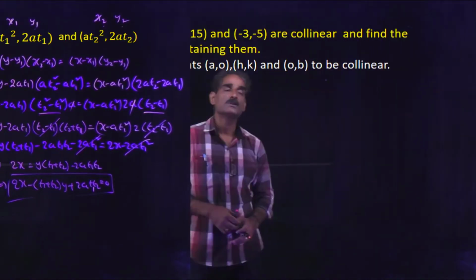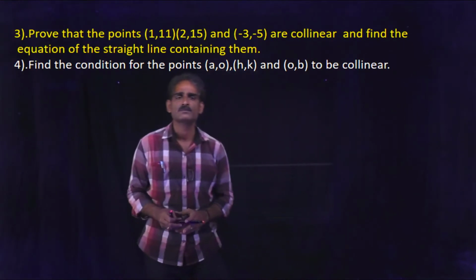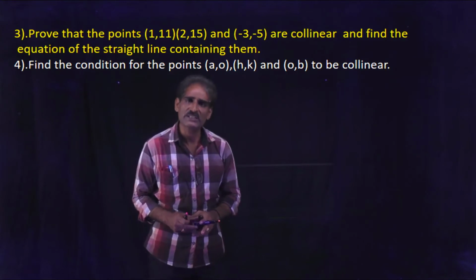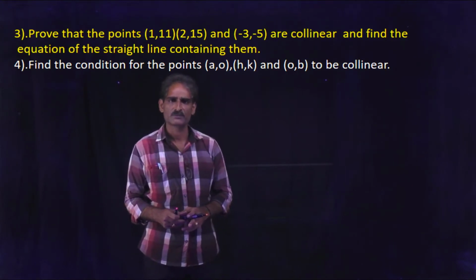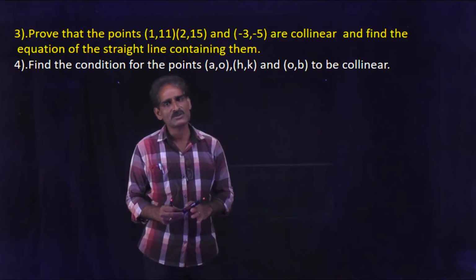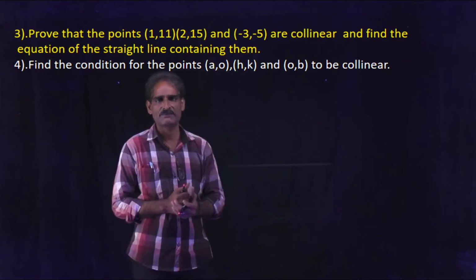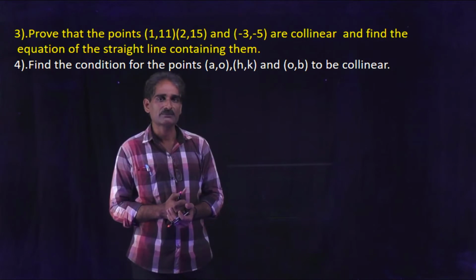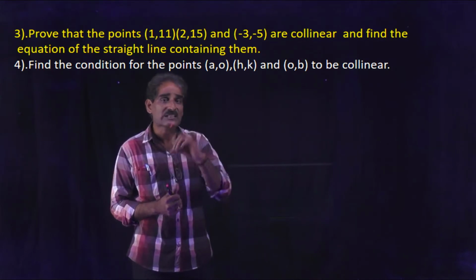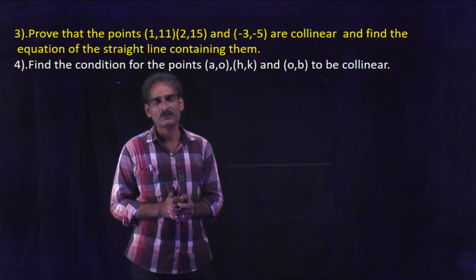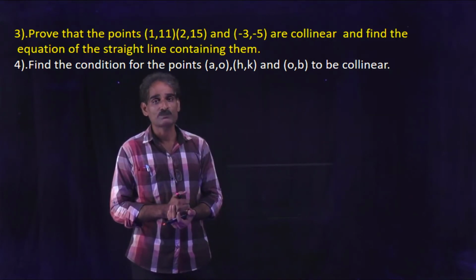Next problem. Now see this problem. Prove that the three points are collinear and find the equation of the straight line containing them. First of all, you have to prove that the three points are collinear, that means the three points lie on a line. After that, we have to find the equation of that line. For collinearity in coordinate geometry, we can use distance relations; here, we will use the slope.